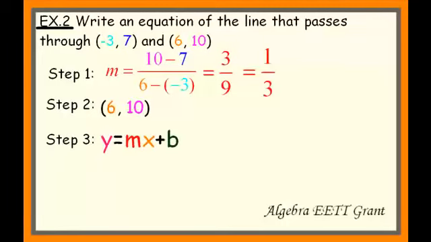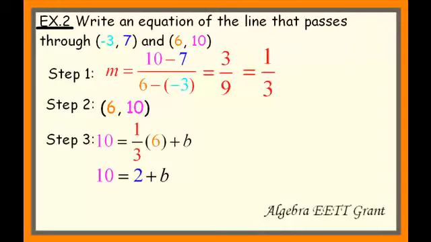Step 3 says use y equals mx plus b. Plug in the y value and the x value, the 10 and the 6, and plug in the slope, the 1/3. If you plug everything into the right place to solve for b, you get 10 equals 1/3 times 6 plus b. Let's simplify. 1/3 of 6 is 2, so we have 10 equals 2 plus b. We subtract 2 from both sides to solve for b, and 10 take away 2 is 8. So there's our y-intercept.